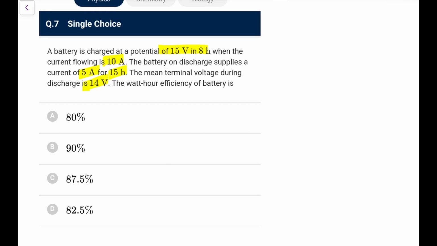First of all, it was charged with 10 amperes for 8 hours. That means the energy supplied, or the input that is given, you can write as P into T. P is 15 into 10 and time is 8 hour. Let me take it in hours only, so that is watt hour directly. You can say 150 into 8, that is 1200 watt hour is fed.